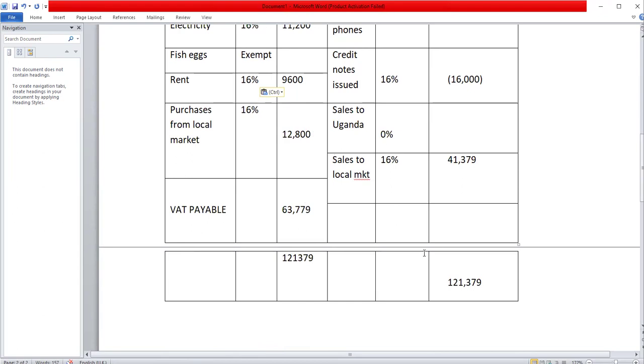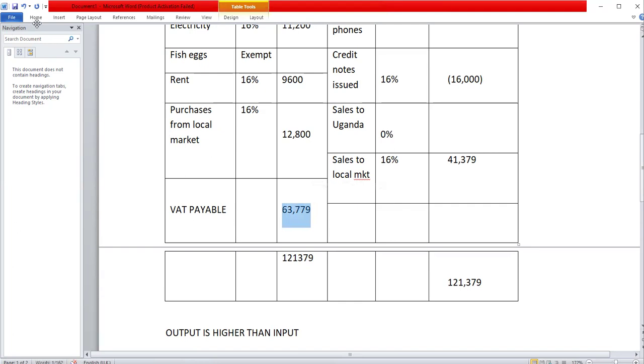Now, we find out the credit side is more than the debit side. The total on the credit is 121, and this side is less. So it means our output is greater than input. This means our output is higher than input. That means we need to pay VAT, of which the VAT payable is 63,779.